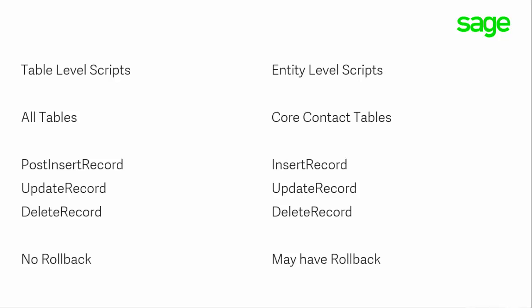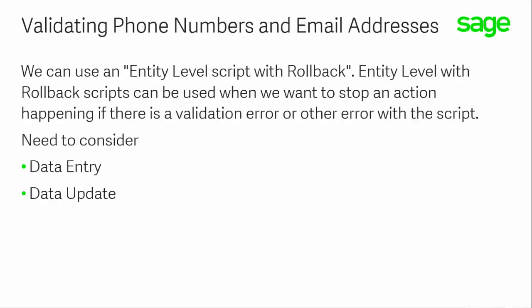And then we've got this idea that a table level script has no rollback behavior at all, whereas an entity level script may work with rollback and so may interrupt the commit process. If you think about that, then entity level scripts do become very, very useful. Because they're really designed around the core contact tables, they're very useful, allowing us to roll back entries of contacts which would breach any complex validation.